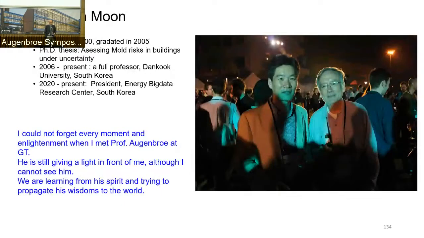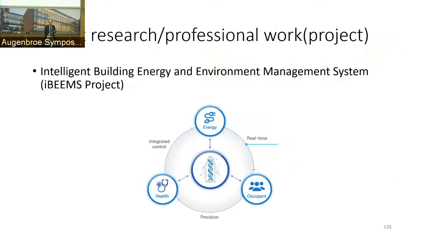Chun Jun Moon was admitted in 2000 and graduated in 2005. His thesis was about uncertainty analysis in mold growth. Currently he is working as a full professor at Dankook University in South Korea. Also, he wrote me this kind of text. The picture was taken in Hyderabad, India, at the BS 2015 conference. Professor Moon is currently working on this project in South Korea.